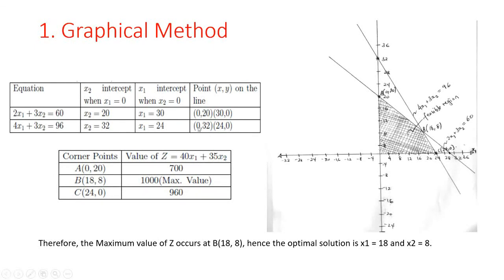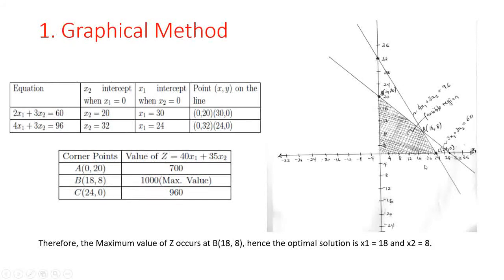For the second equation, x1 is 0 and x2 is 32. So where is 32? This is our 32. And x1 is 24 and x2 is 0. See here, 24 is here. Okay, so this is another straight line through 32 and 24, and the equation is 4x1 plus 3x2 equal to 96.